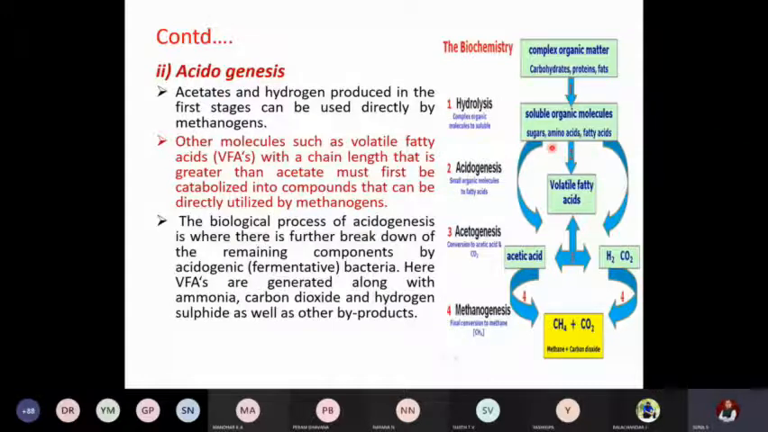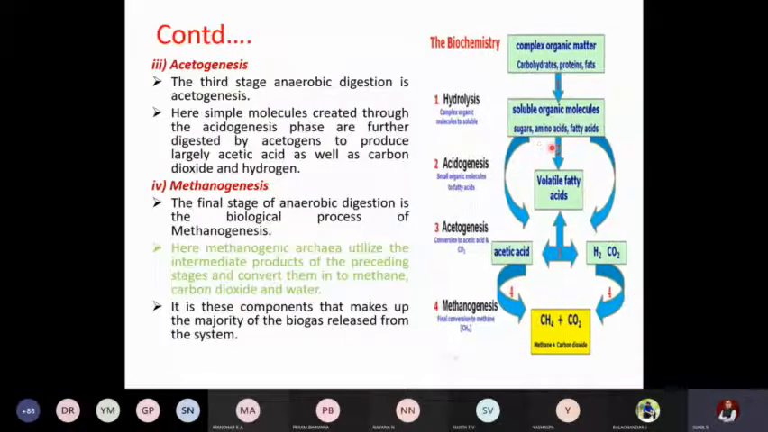So in the first step, what happens? In the first 2 steps, hydrolysis and acidogenesis, the complex molecules are broken down into very simple molecules, so that the bacteria can easily convert them into a suitable form of gas. So this will be the second step. The third will be acetogenesis, wherein acetic acid conversion takes place.